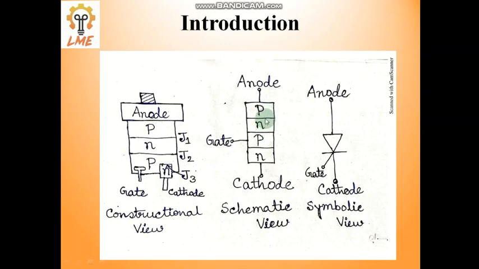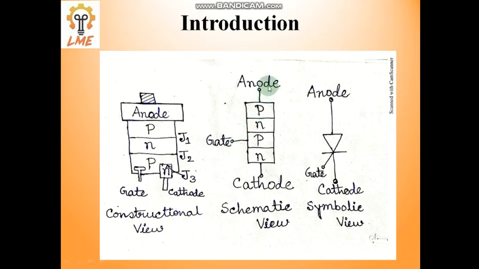So this is the construction view. Basically in case of a diode, we see there are two layers, one is P, another is N. In between there is a junction known as J1, and there are two terminals, anode and cathode. But in this case, we see there are four layers, PNPN, and three junctions, J1, J2, and J3. And how many terminals? Three terminals: anode, cathode, and gate.